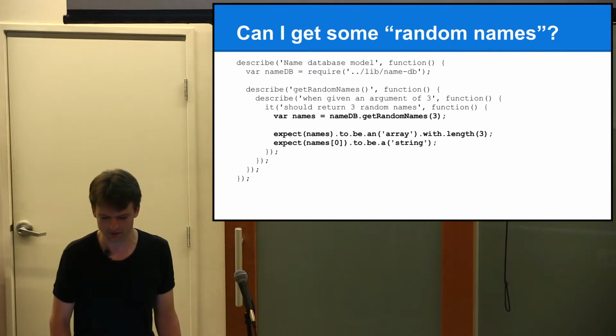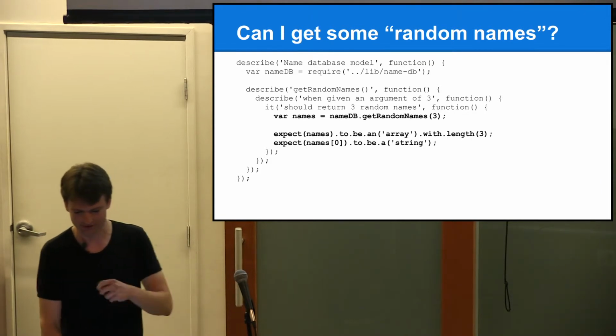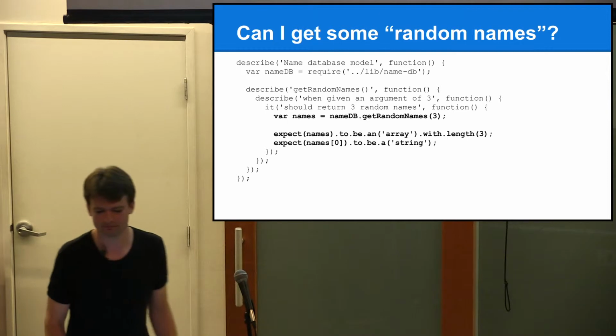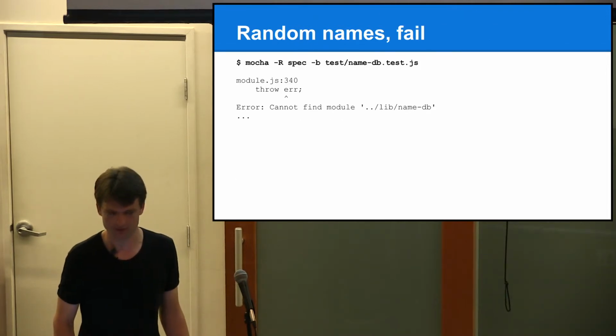So we have a nameDB object up there, and we'll expect to get an array of names like so. Call get random names on it. Should be an array with length 3. That reads very nicely. We'll spot check the first one. Random names assemble! Fail. Yeah, we didn't write a module.